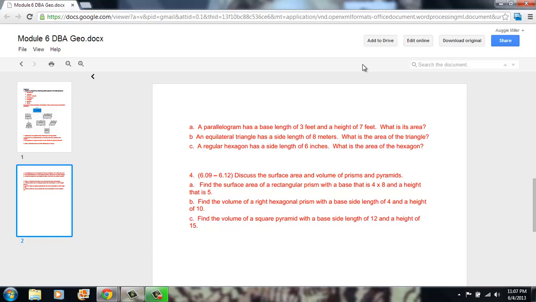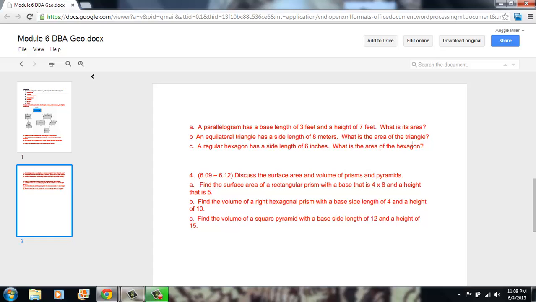So the height of the triangle, and to find the area of that triangle, is 1/2 base times height. So it is 1/2 of 8 times 6.9. So 8 times 6.9 is 55.2 divided by 2 is 27.6. So that's the area of the equilateral triangle with sides measuring 8 meters. 27.6 meters squared. Now a regular hexagon has a side length of 6 inches. What is the area of the hexagon?